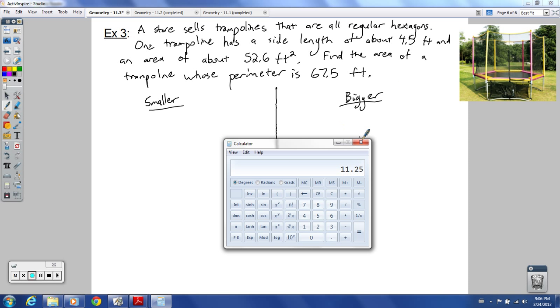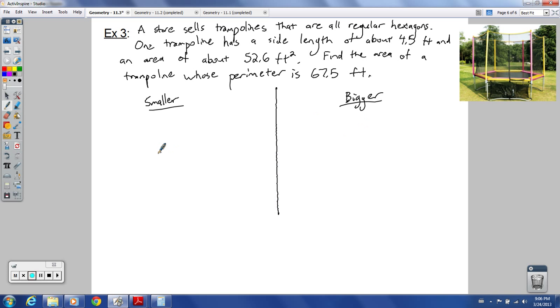It would be 11.25. And so I know this one would actually be the bigger trampoline by quite a bit. 4.5 feet length versus 11.25 feet length. So let's draw in our best regular hexagons, freehand if you want. So I've got a smaller one and a bigger one. It's not going to be drawn perfectly to scale here. You could if you wanted to, but I'm not making it.